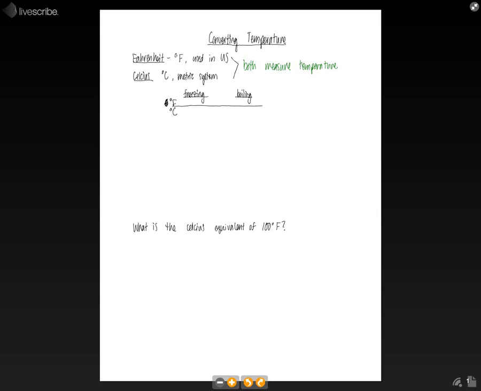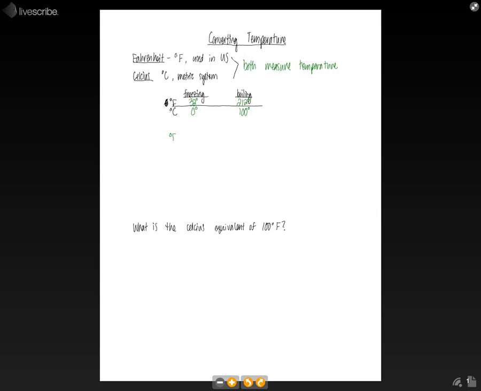Just to give you an idea of the differences between the Fahrenheit scale and the Celsius scale, freezing is 32 degrees Fahrenheit. And in Celsius, this converts to 0 degrees. And boiling is equal to 212 degrees Fahrenheit. And when we convert this to Celsius, we get 100 degrees. So this will give you a little bit of an idea as to how a really high temperature in Fahrenheit is going to seem significantly less in degrees Celsius.